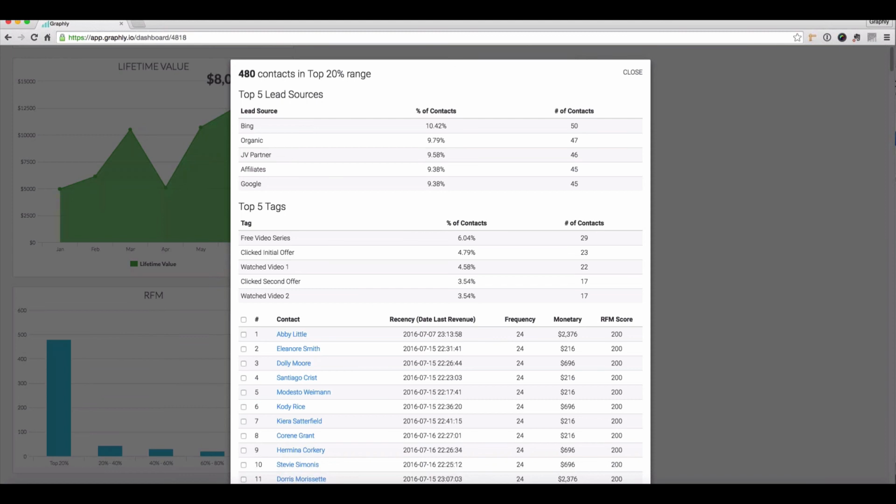So we run some pretty cool calculations joining those 3 factors to sift, filter, and sort through your database and essentially return to you and say, here are your 20% best customers that probably result in 80% of your revenue. And here are the top 5 lead sources. So maybe you want to go back to those lead sources. Here are the top 5 tags that they all share amongst them. So maybe there's a certain webinar that when people go through, it causes them to be a great customer.